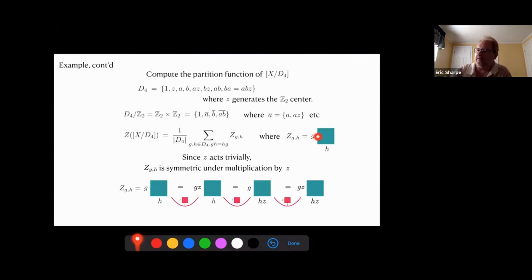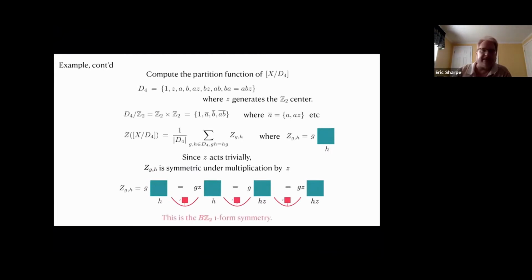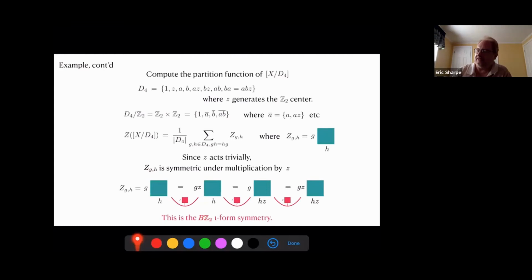One way of thinking about these commuting pairs is that they are defining principal D4 bundles over the 2 torus. I can get from this D4 bundle to this D4 bundle by tensoring with this Z2 bundle I've indicated down here. So these different symmetrically contributing sectors are related by multiplication by Z2 bundles. And this, in this context, is the BZ2 one-form symmetry.